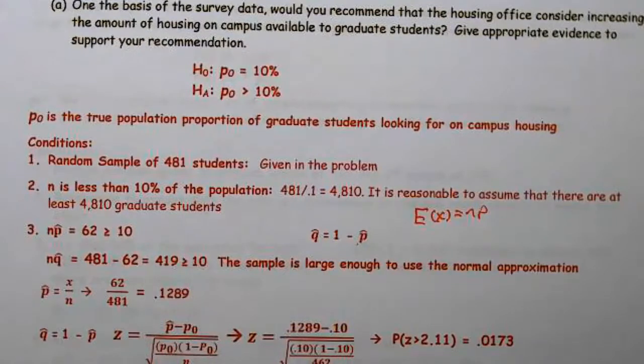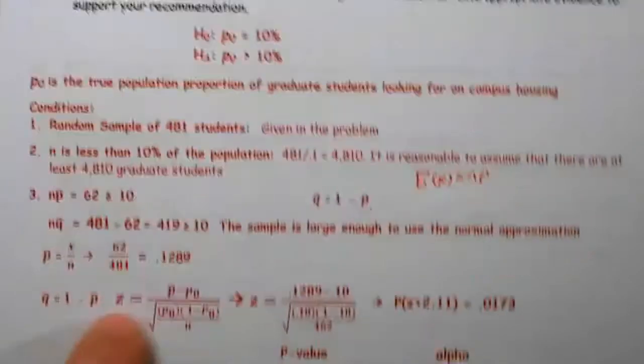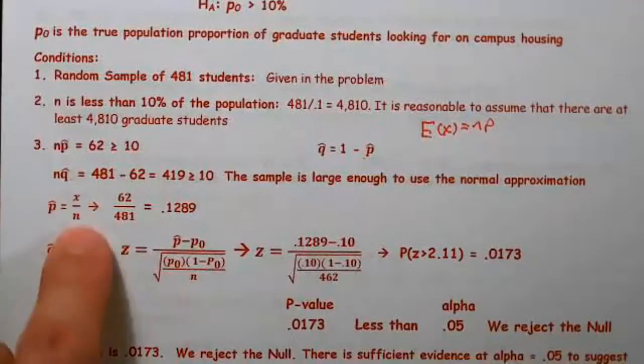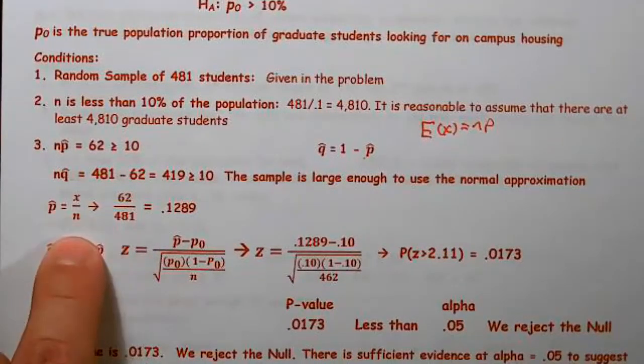I need to come up with a p-hat because p-hat is utilized in my formula. Well, p-hat is just the number of successes divided by the sample size.